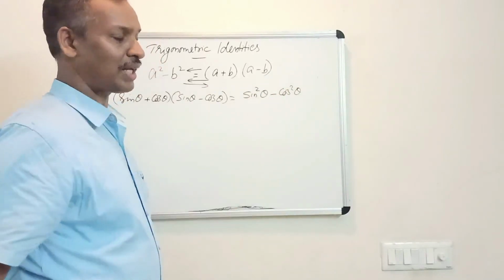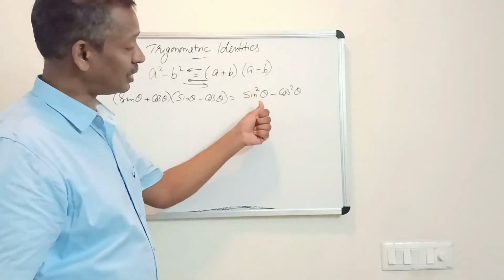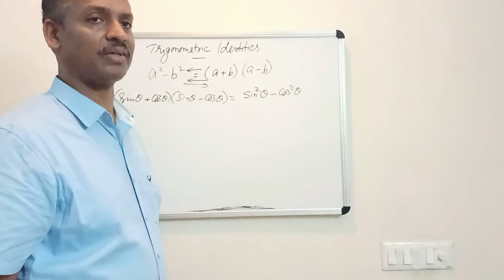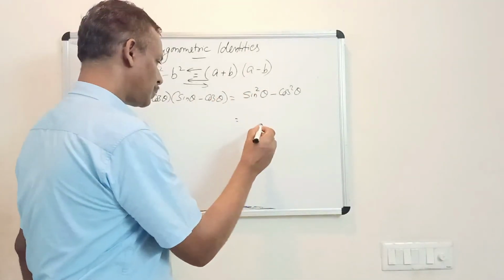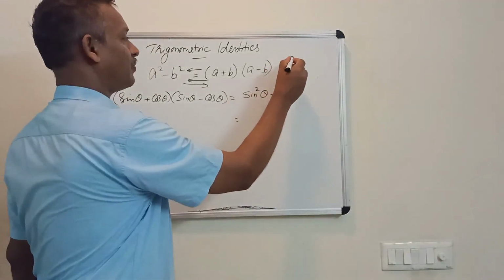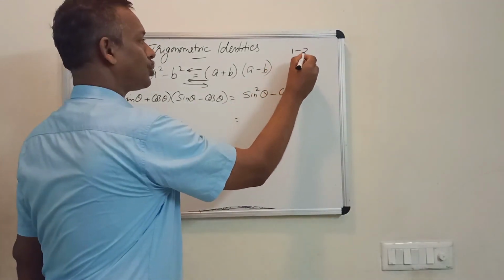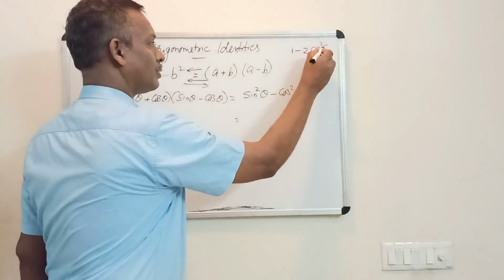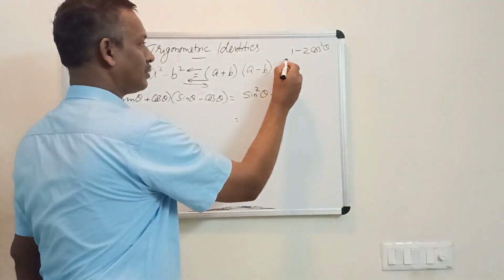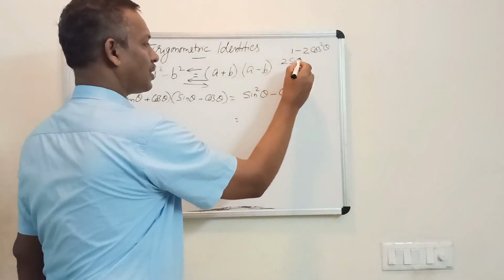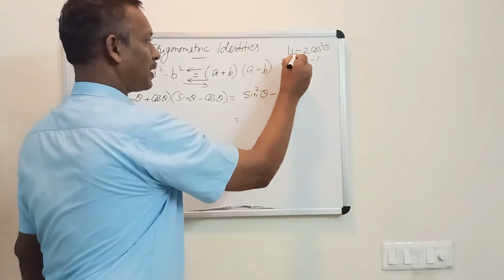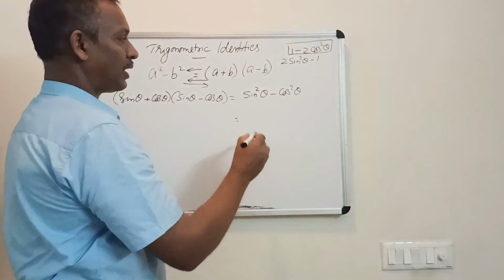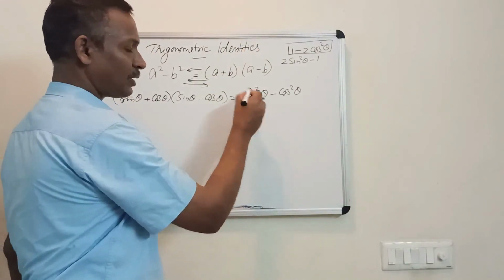This is not at all an identity. If it is sin square theta plus cos square theta, then we can write 1. But here we cannot write. They may ask to prove; this answer is not required. We need 1 minus 2 cos square theta. Or they may ask like this, 2 sin square theta minus 1. If you need the first part to be proved, then you have to replace this sin square.